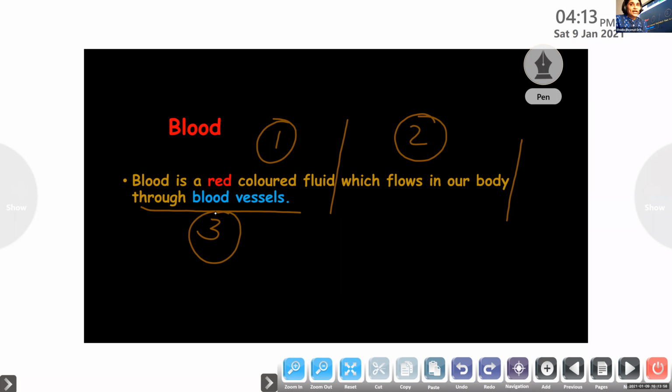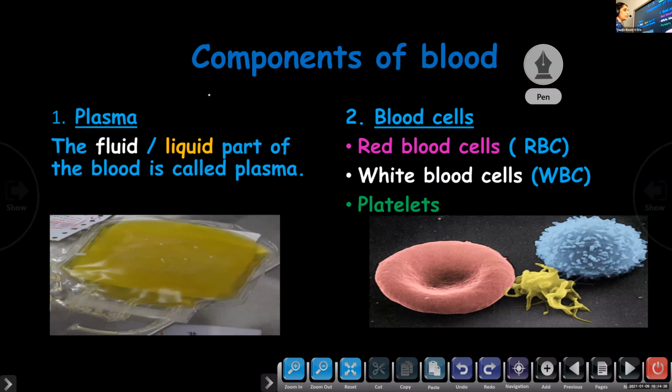Okay, Abhinav, define blood. Blood is a red color fluid which flows in our body through blood vessels. Okay, Nihal, define blood. Blood is a red color fluid which flows in our body through blood vessels. Okay, very good. So we can move to the next topic, that is components of blood.